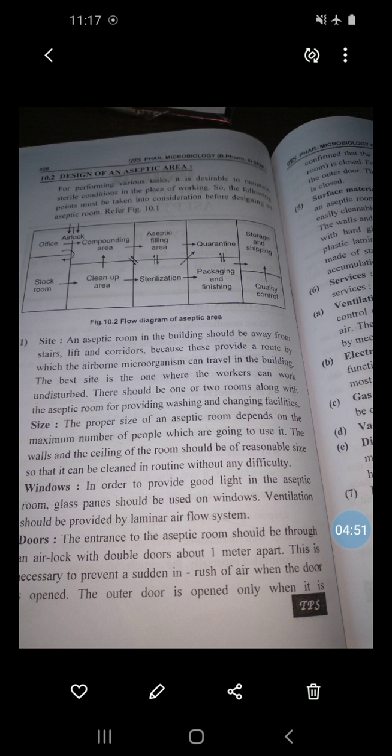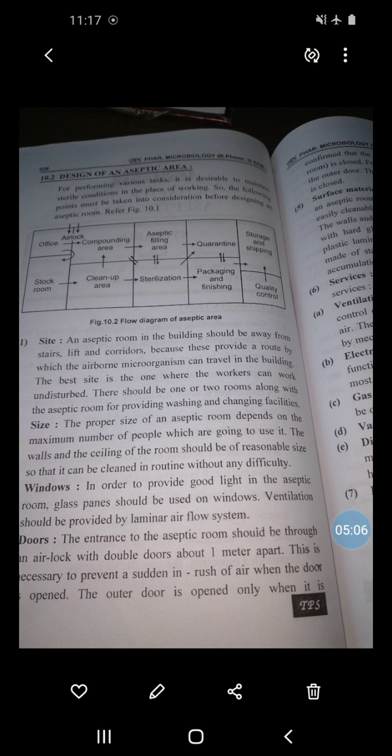Then next, that is size. The proper size of the aseptic room depends upon the maximum number of people who are going to use it. The walls and the ceiling of the room should be a reasonable size so that it can be cleaned routinely without any difficulty or mistake.